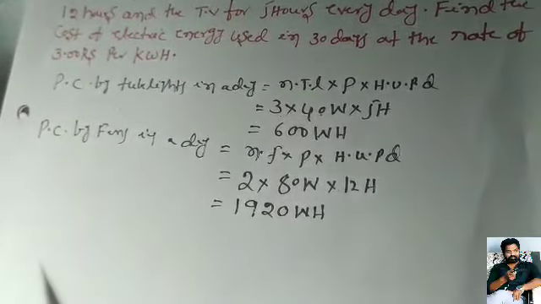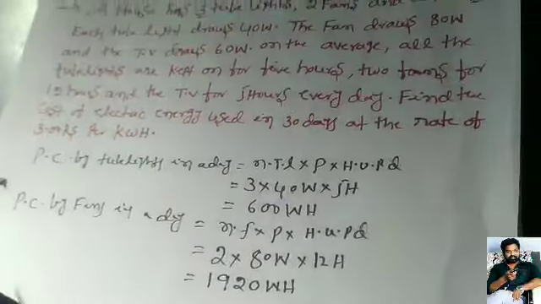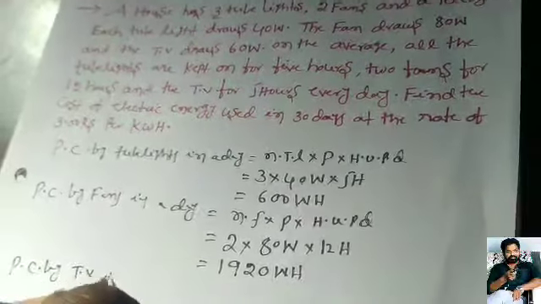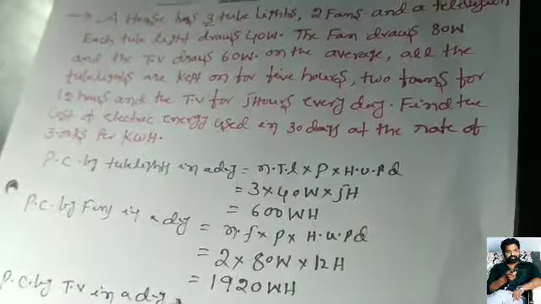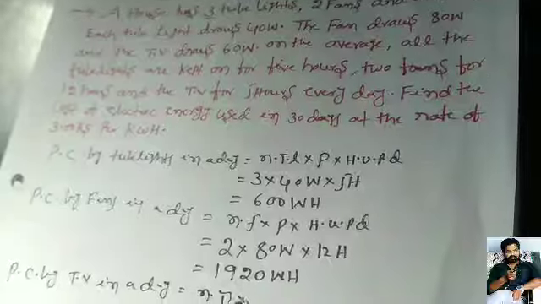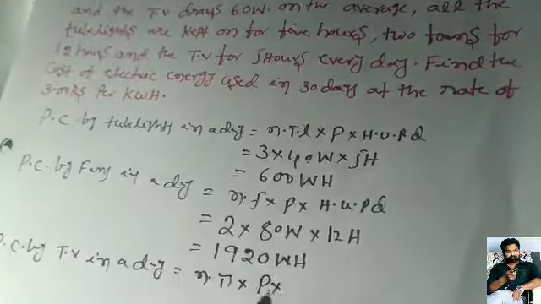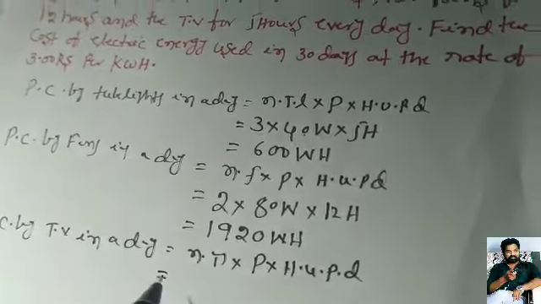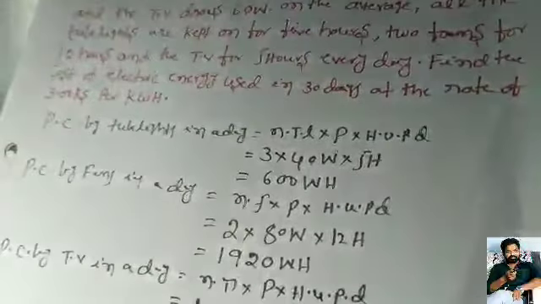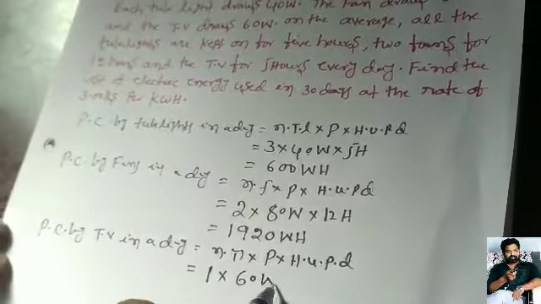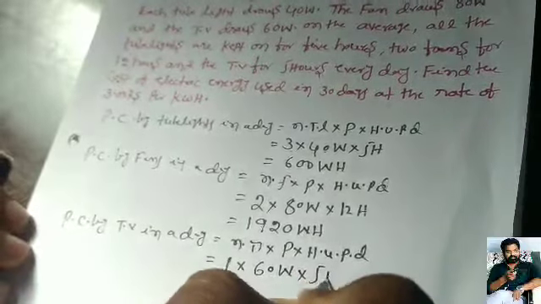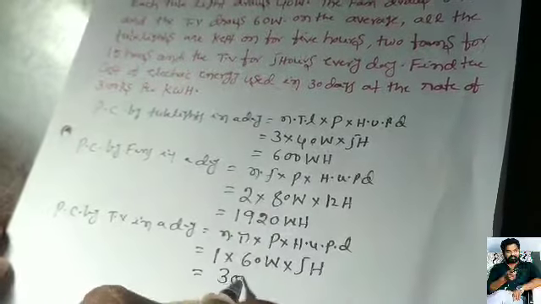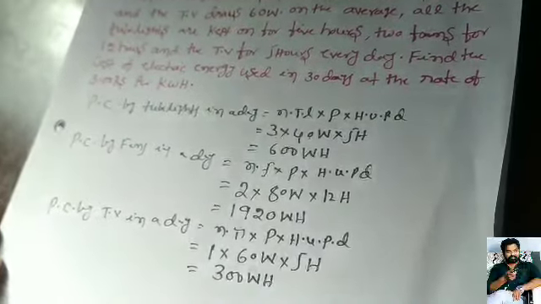Next, power consumption by television in a day equals number of televisions into power into hours of use per day. So number of televisions 1 into power 60 watts into hours of use 5 hours. Then we get 300 watt hours.